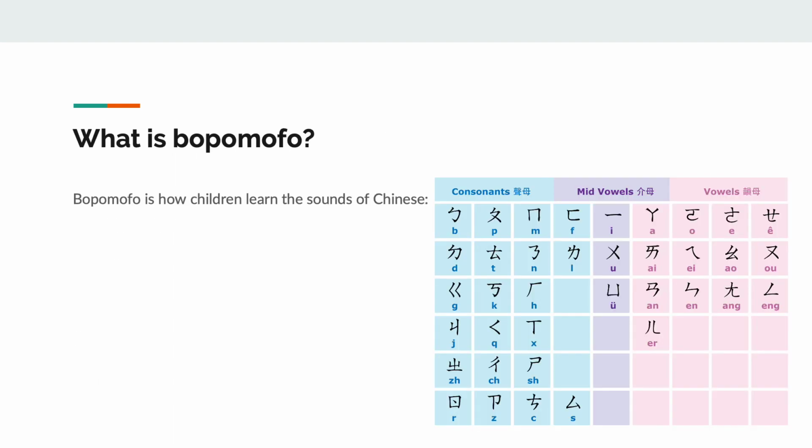The next slide is about 波坡摸佛. 波坡摸佛 is how children learn the sounds of Chinese. You can see there is a list of consonants, mid-vowels, and vowels.